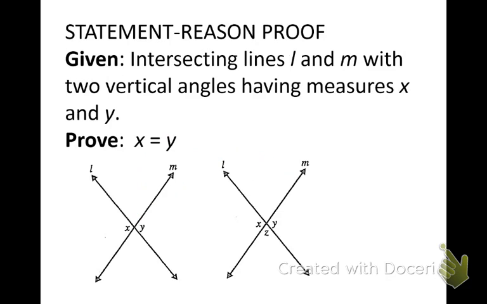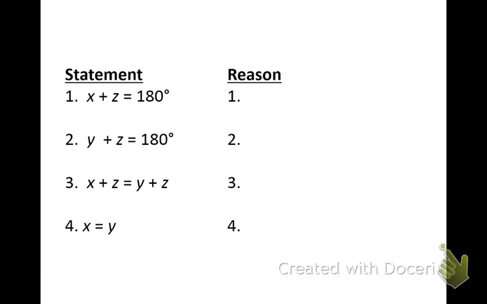Statement reason proof. Given intersecting lines L and M with two vertical angles that have measures x and y, we're going to prove that x equals y. So we're going to prove that theorem we just talked about. To do that, we are going to add another variable, z, to the picture. It's the same intersection. We just have added z, and that's what we're going to use to do our proof. So you can refer to the picture as we go through the proof.